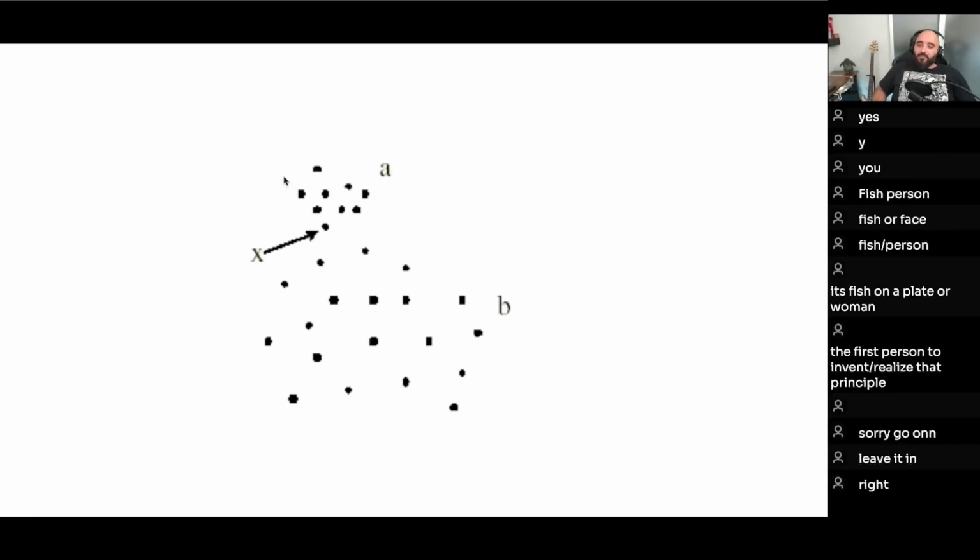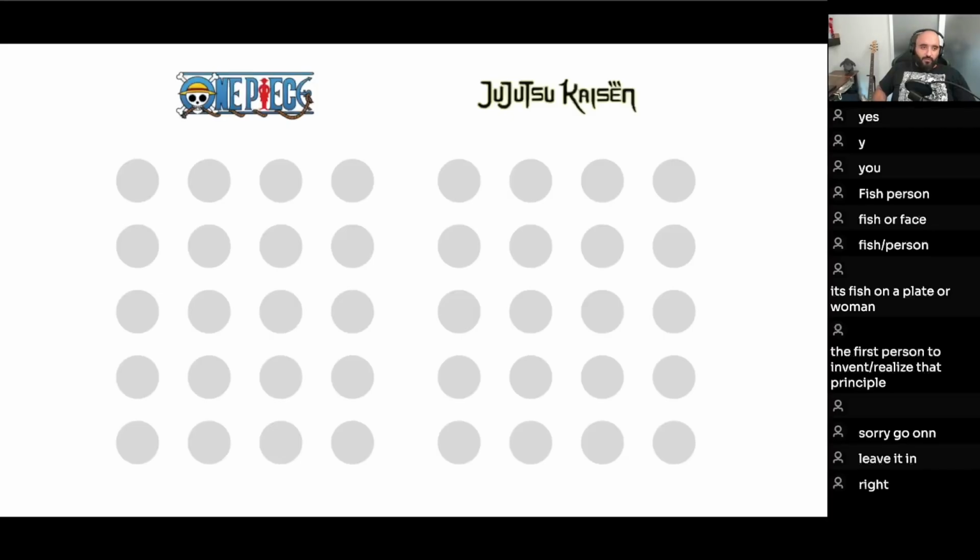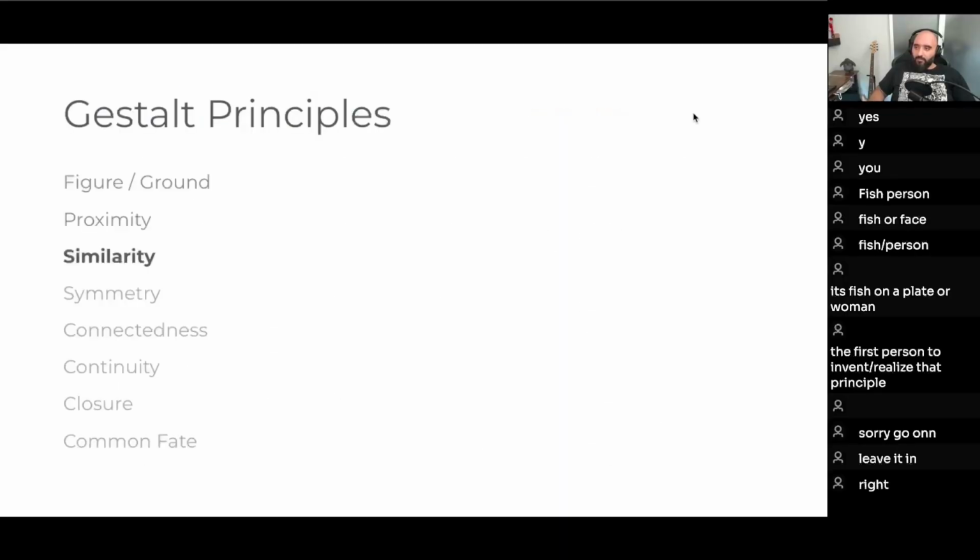Cool. Anyways, the whole point of this notion of proximity is that you will see these objects as one group and these objects as one group, even though the distance between this specific point to this blob is the same as these groups. So here's an example that I made. Because these sets of groups are in closer proximity to each other and these sets are closer, it's so easy for you to then say, oh, all of these circles are about One Piece and all of these circles are about Jujutsu Kaisen, right? It's so easy. Your brain does this automatically.